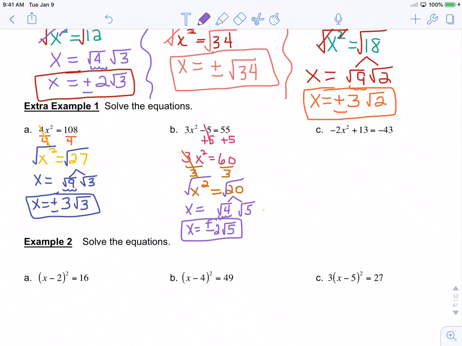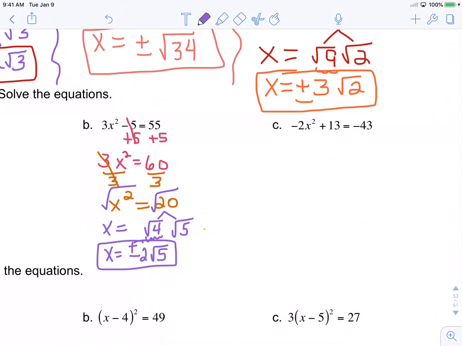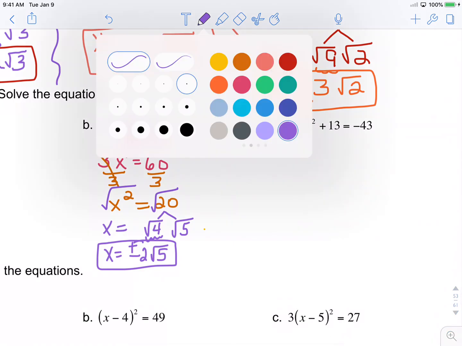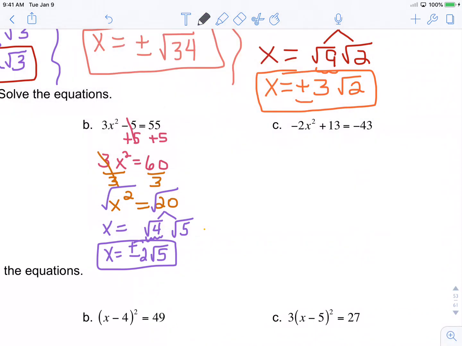So we have one final problem here, letter C, that we're going to do together. Letter C, it looks like letter B, so it looks like a multi-step problem. And asking yourself the same question, how do we get x squared by itself? What do you do first? So negative 2x squared plus 13 equals negative 43. So think, how could you combine like terms? What's that first step? Well, we would want to subtract 13.